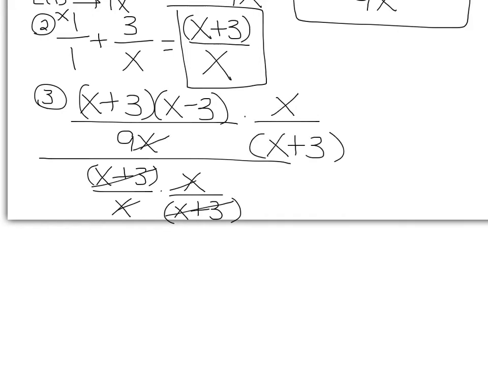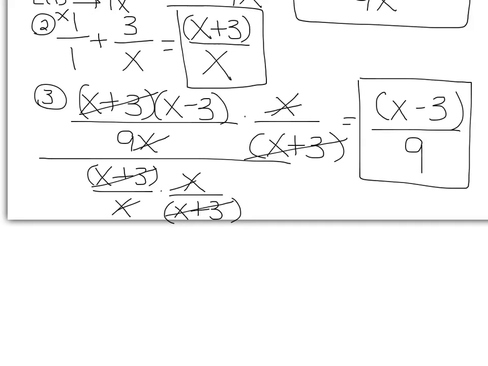So this x and this x cancel. This x plus 3 and this x plus 3 cancel. And I'm just left with x minus 3 over 9. Now, it's extremely important to keep your parentheses, because otherwise some of you are going to try to reduce the 3 and the 9, but the 3 is not just a 3. It's x minus 3, so you cannot reduce the 9. So your answer is just x minus 3 over 9.